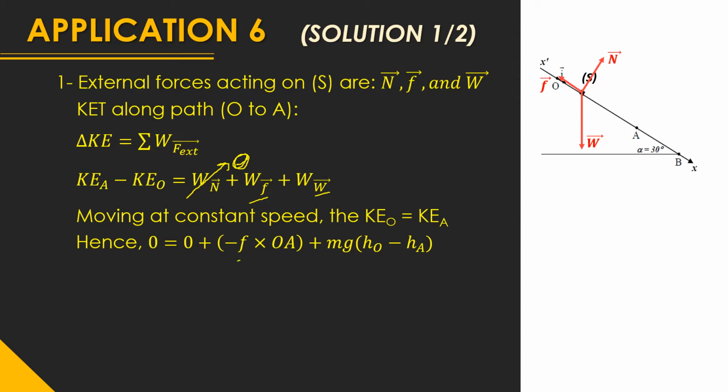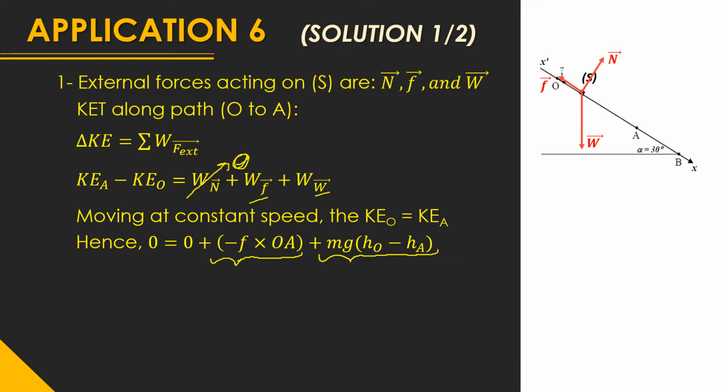Work of friction is minus F times the distance. Work of the weight is mg times height initial minus height final. The initial height is at O, the final height is at A. We notice that OA is unknown. We also have friction, which we need to calculate. We have the heights at O and A, which are also unknown.